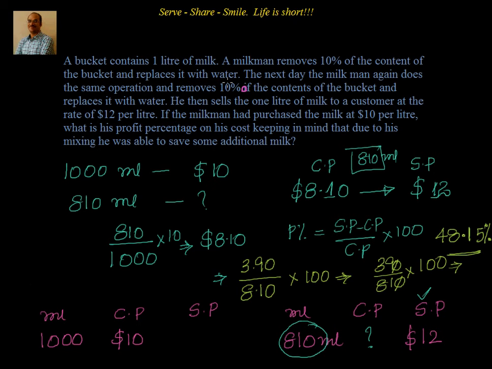Ideally, if he is honest, he will get only 20% profit, because the CP is $10 and the SP is $12. It should be only 20% profit. But by mixing water continuously for 2 days, taking out 10% of the milk each time and replacing it with water, he is getting a profit of 48%. So that's an interesting example which I thought I would share with you.